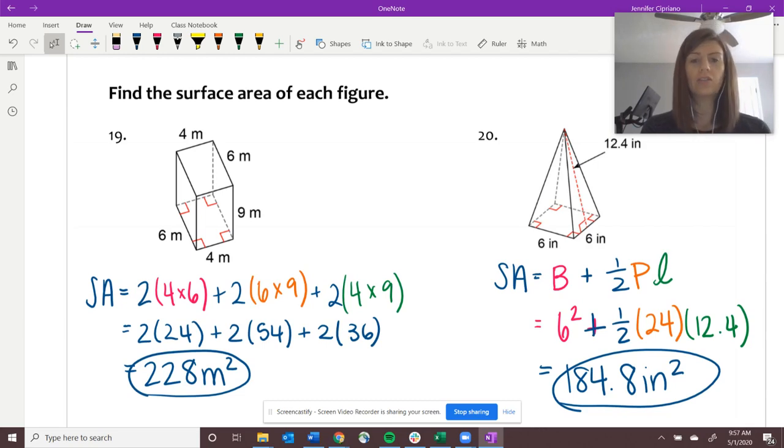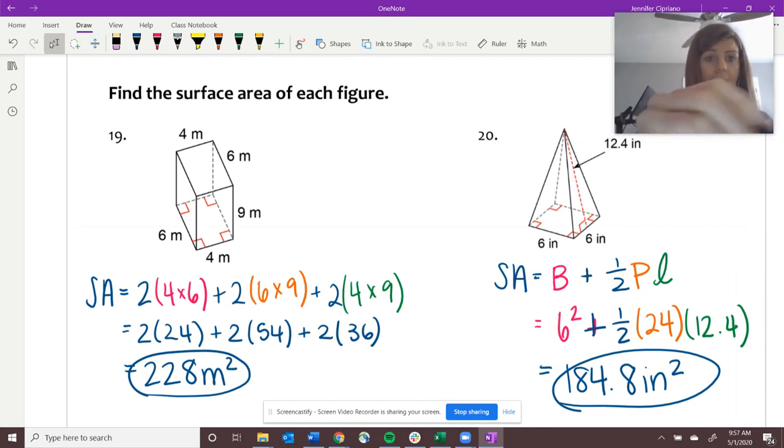So to find the surface area of a rectangular prism, we're adding up the area of all of the rectangles that make up the prism. And remember that they come in pairs. So the left and right side are the same, the top and bottom are the same, and the front and back are the same. So that's why each of these area formulas is getting multiplied by 2.